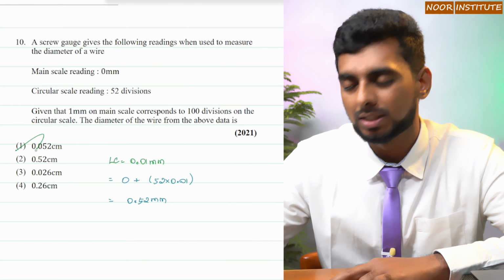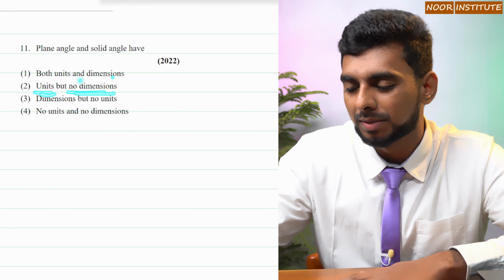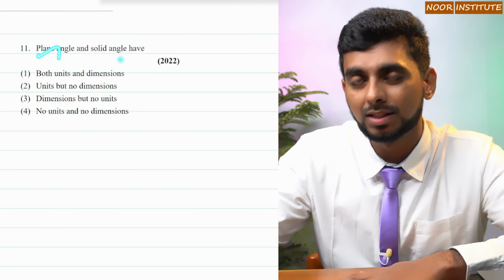Next one is a statement based sum. Let's see what it is. Plane angle and solid angle have, let's see the options. Both units and dimension, or units but no dimensions. So this makes sense. We have seen this one as an exception in the theory part. When you cancel out, meter and meter will get cancelled out. Therefore, you will not have dimensions in it.